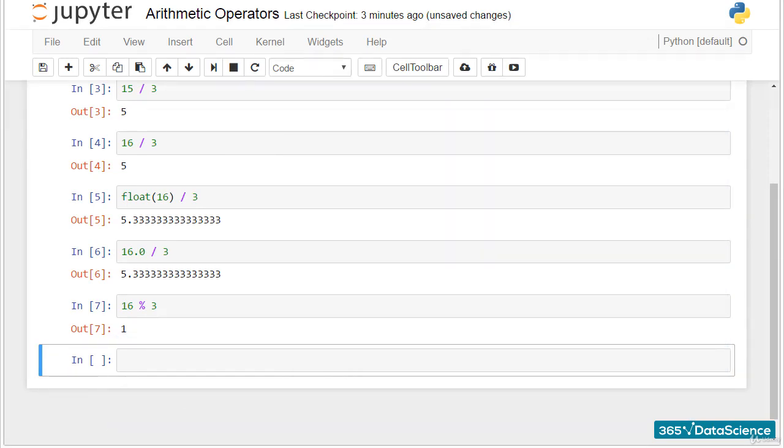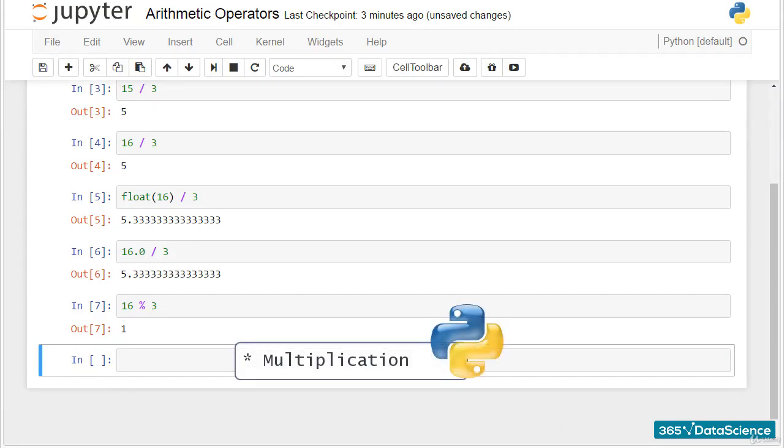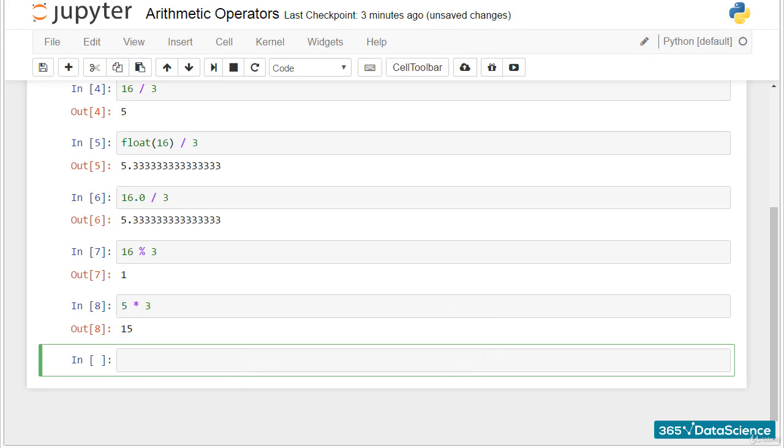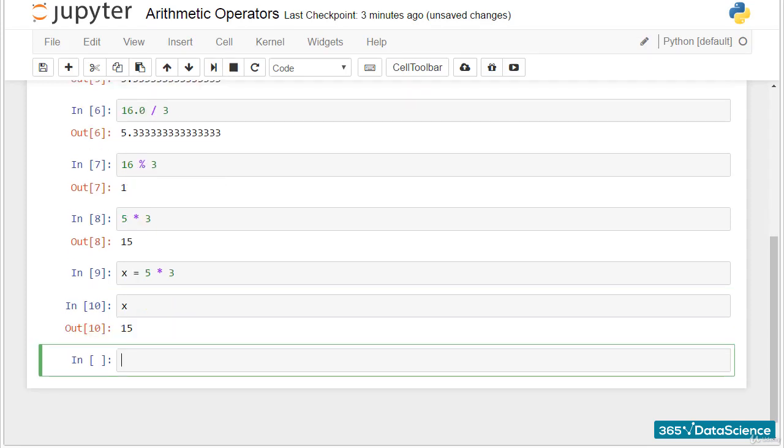Multiplication. As usual, we can use the star sign when we want to multiply. For example, 5 star 3 will lead us to an output of 15. For the record, you can assign any arithmetic operation to a variable. If we assign 5 times 3 to the variable x and then we call x, we will obtain 15 again.